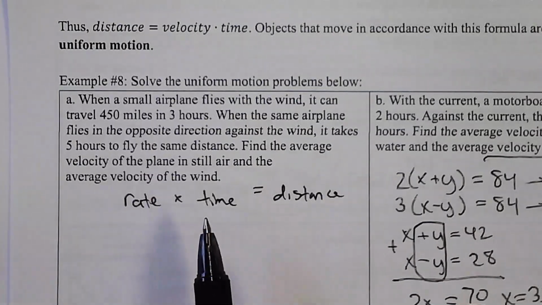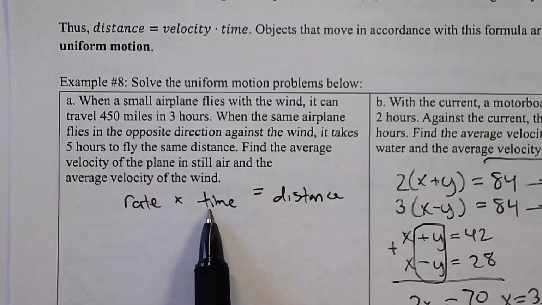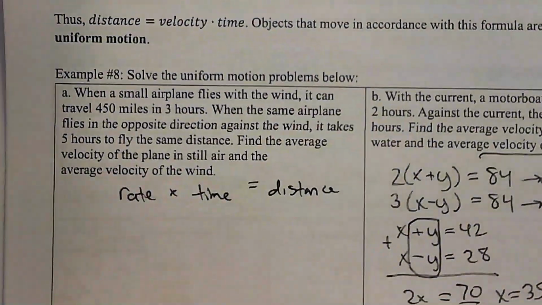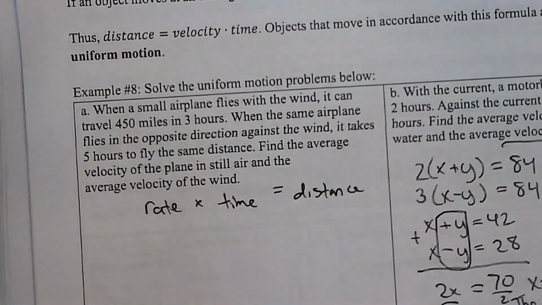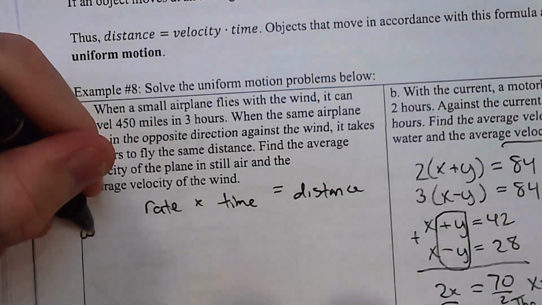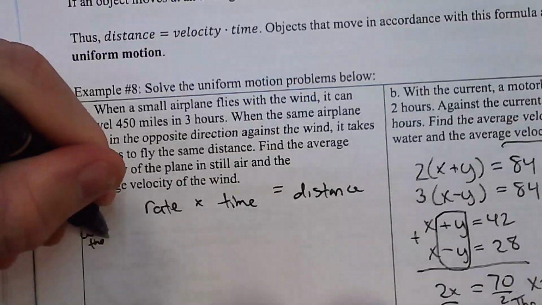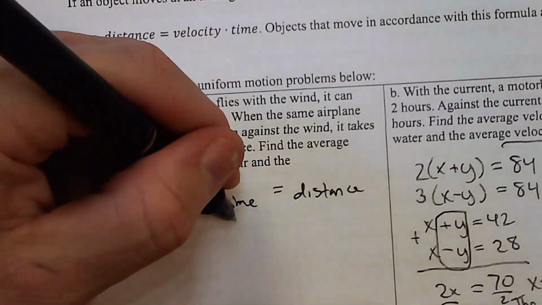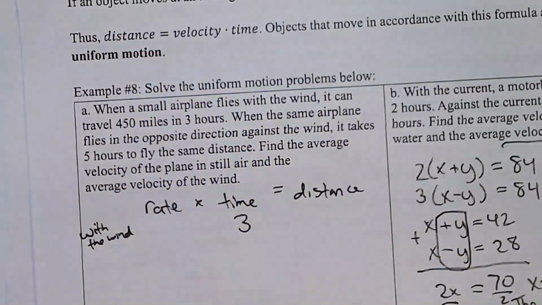A little dorky table here. So it's rate times time equals distance. Distance equals velocity times time. That rate's a velocity. Okay. So the first time you're going to do it is you're going with the wind. So with the wind. And the time here was 3 hours.